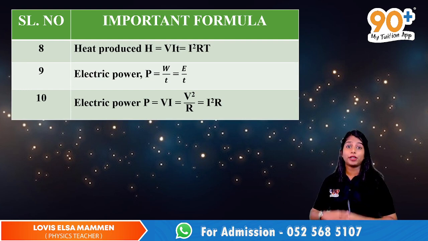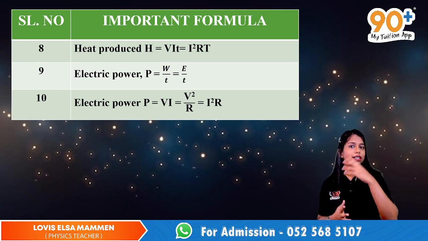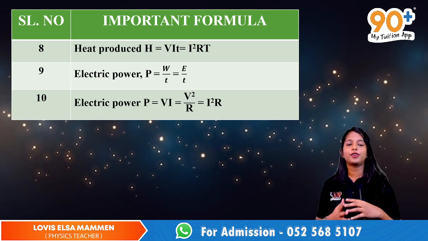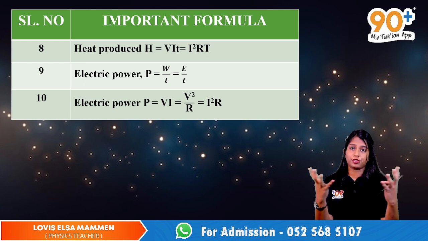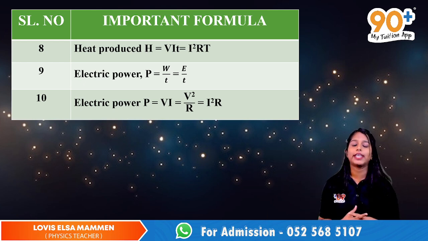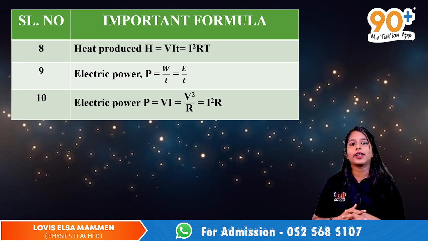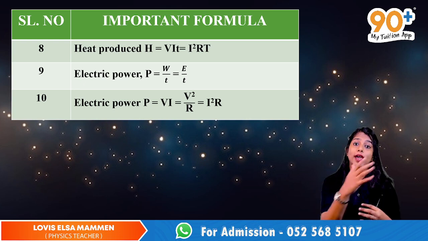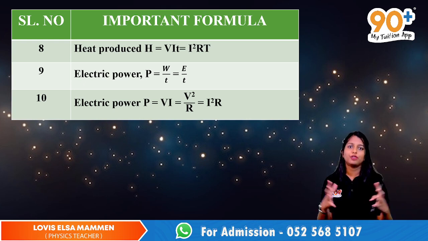The 8th one is about the heat produced in a conductor or through a wire. We know that when current is flowing through a circuit or through a wire, heat is produced, right? We have studied about Joule's law of heating. So heat produced H is equal to VIT, or you can have another equation, that is I square RT, which is Joule's law of heating. Very important equation. You can expect numerical problems.